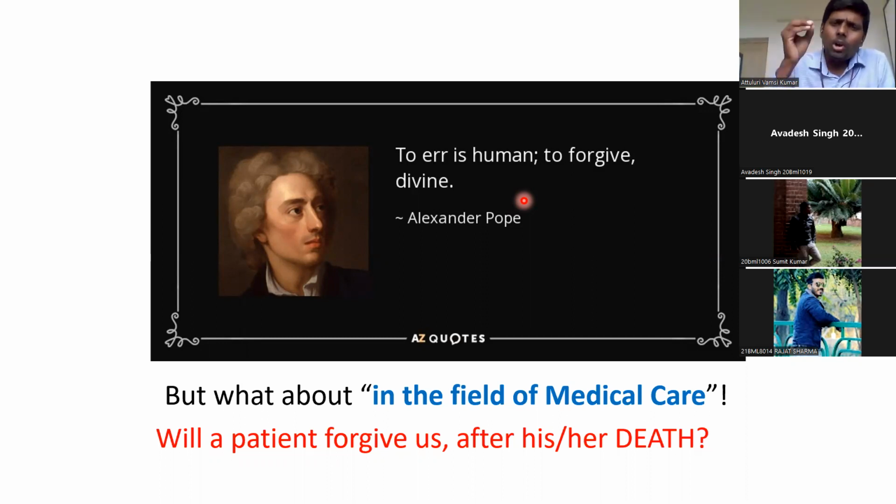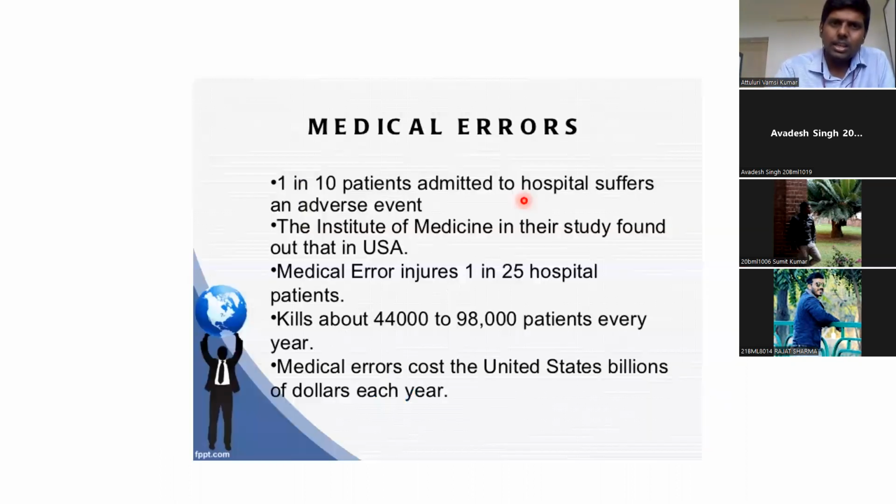Now let us see what the reasons for errors are and what types of errors we usually encounter in hospitals. Out of 10 patients, 1 patient is dying because of medical error. Keep in mind, that means this error is preventable. Just because of our negligence, 1 patient is dying. This is happening everywhere, students.